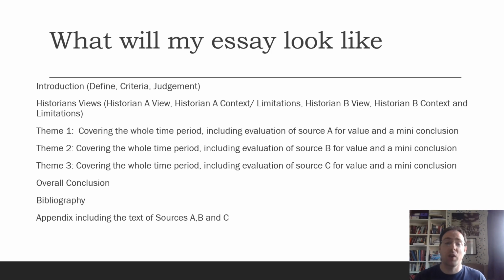You'll then go through your themes. Within your themes, you will evaluate change over time. You will look at material and events from across the time period. You will also have a primary source in there somewhere, which you will evaluate for value. And at the end of your theme, you'll have a mini conclusion. So you will repeat that 2 or 3 times. Remember, if you are only going to do it twice, you need to make sure one of those themes has 2 primary sources in it, because you need a total of 3 overall. And then you'll have this overall conclusion of what your argument is.